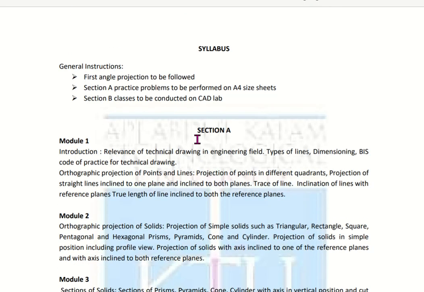This is a detailed syllabus of engineering graphics. We have general instructions like first angle projection to be followed. Section A, practice problems to be performed on A4 size sheets. So you need an A4 sized sketchbook or something with A4 sized papers. Section B, classes to be conducted in the CAD lab. So that is the CAD lab set up in your college. You can practice all the software, AutoCAD, available in your CAD lab.